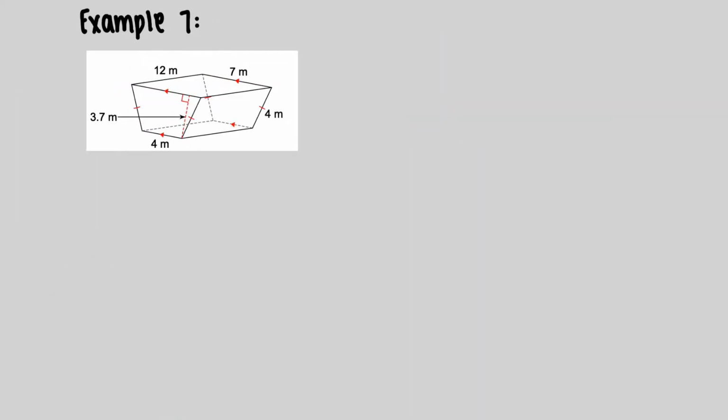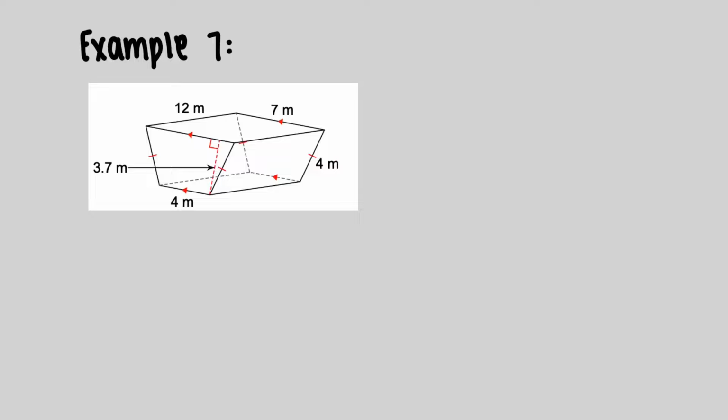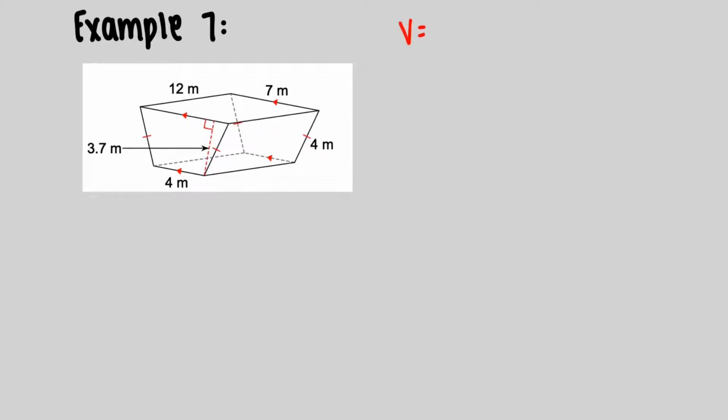Alright, so example 7 again, you see that we do have a trapezoid, so it is a trapezoidal prism. So we're going to go ahead and write out our formula. Volume equals area of the base times the height. Now example 6, I did the first step for you. I gave you the formula, the area of the base.